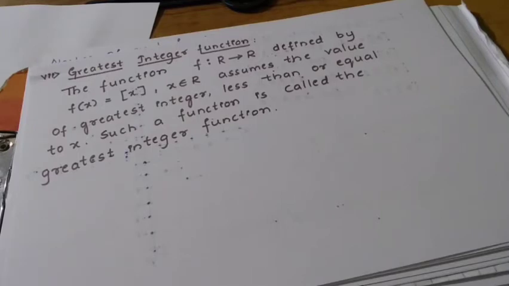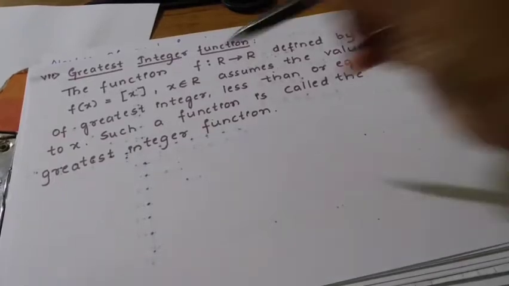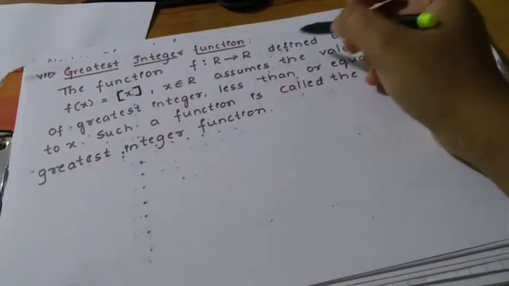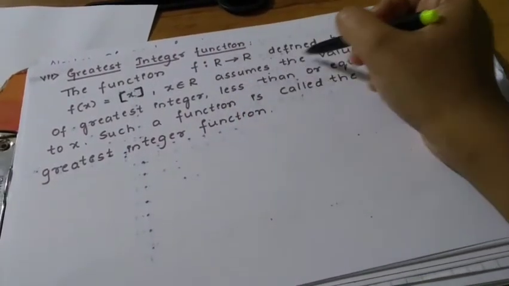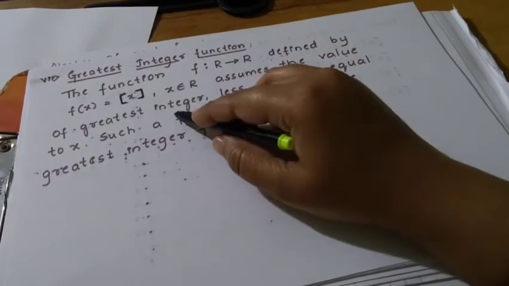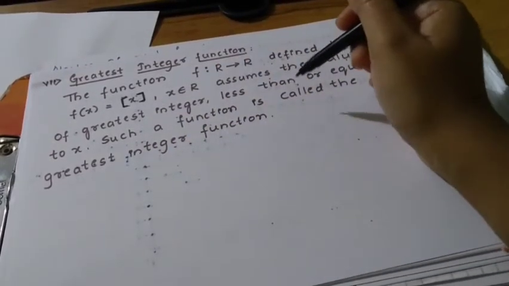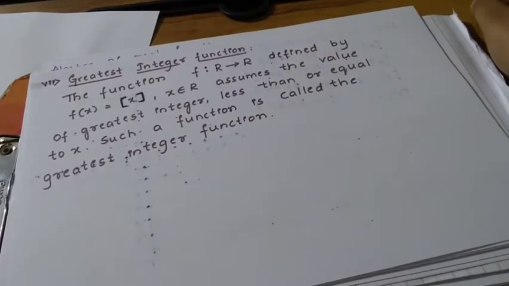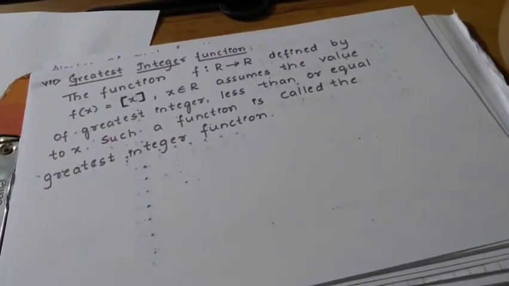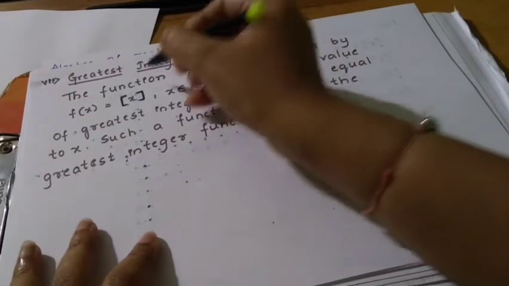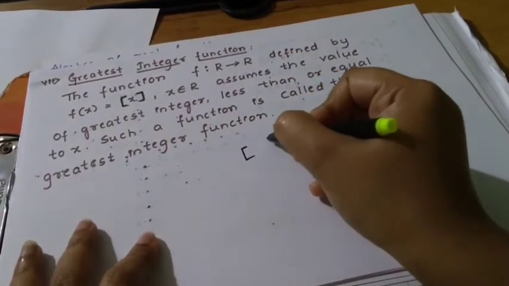Next, I'll move on to the last function, that is the seventh function, the greatest integer function. So the function f defined from R to R given by f of x is equal to, this is known as what? Box of x, where x belongs to R, assumes the value of the greatest integer which is less than or equal to x. Such a function is called the greatest integer function.